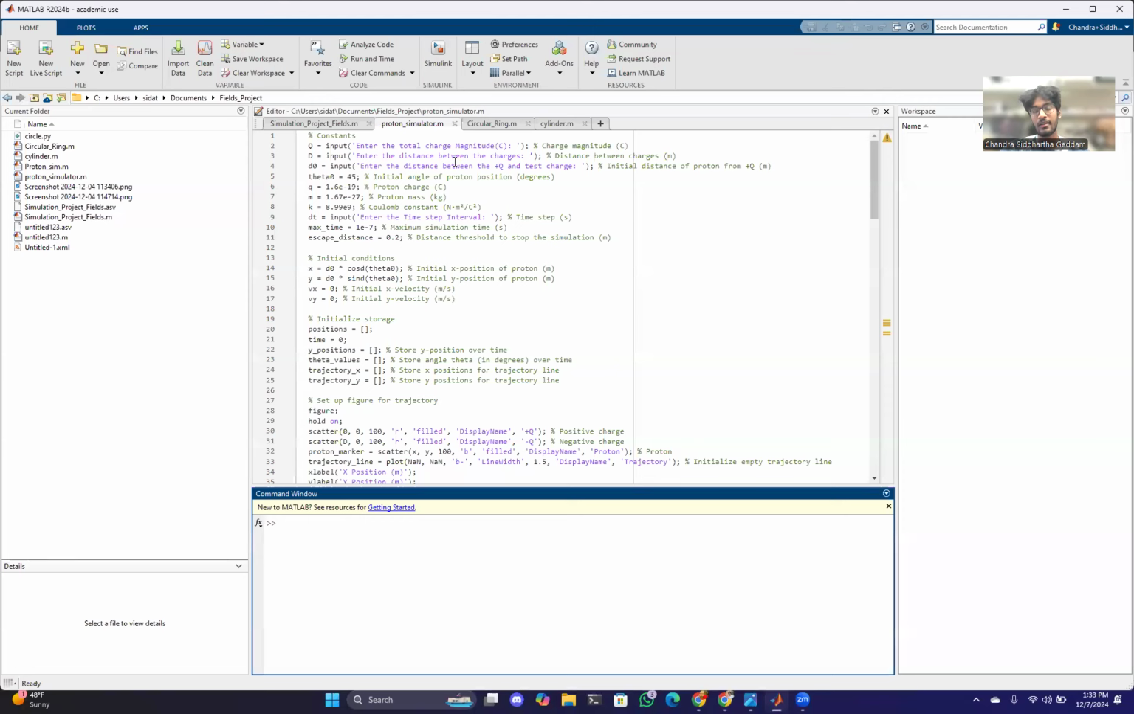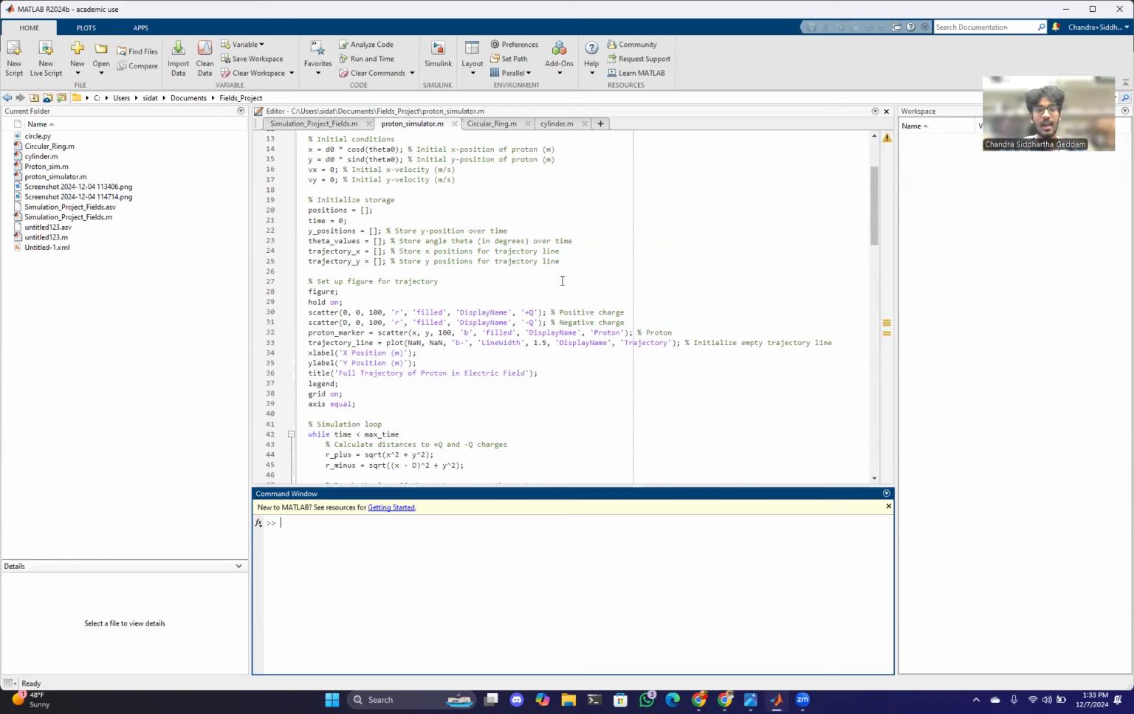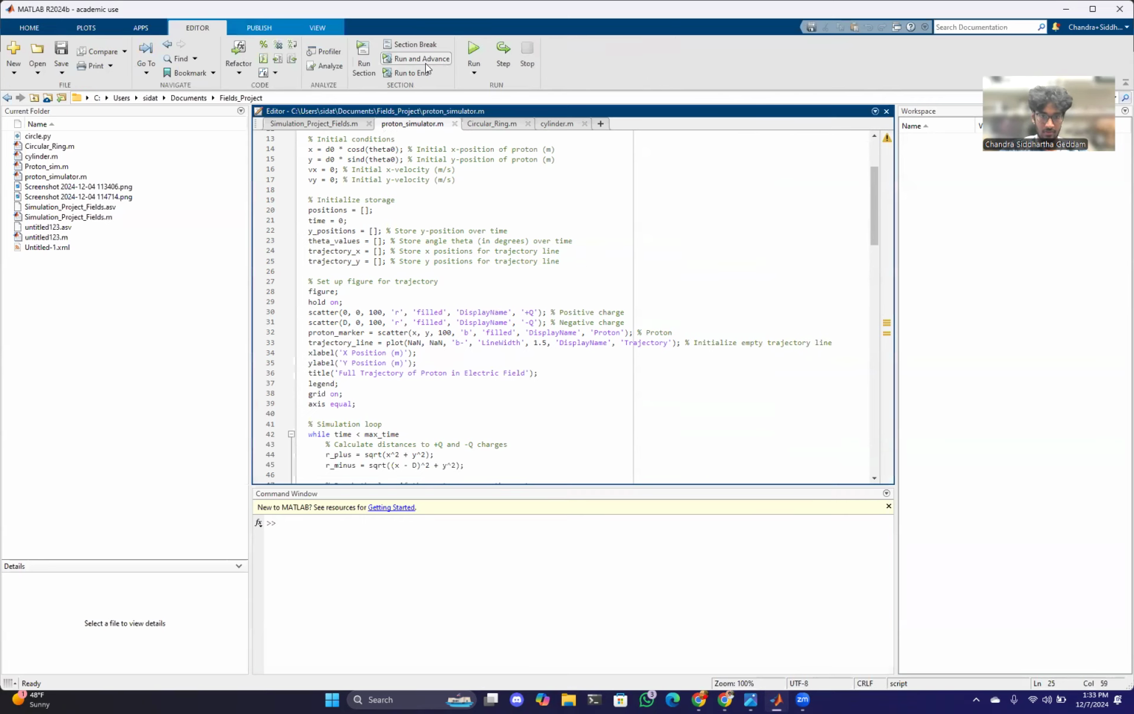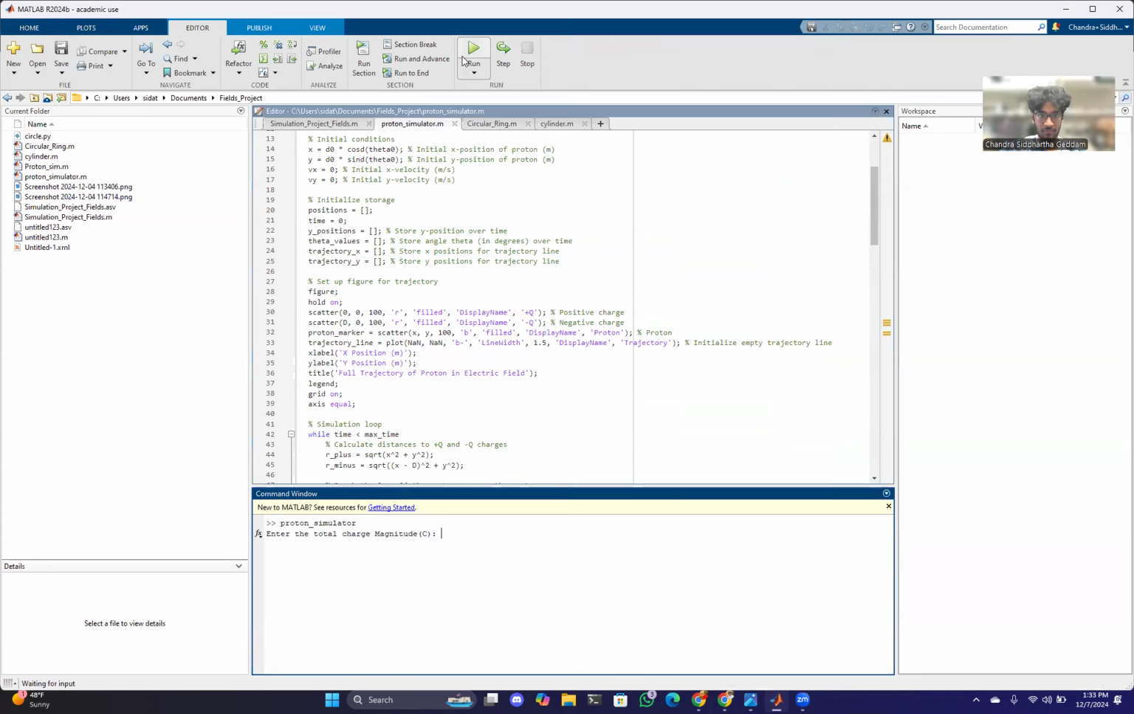It will take a couple of inputs from the users, and then there is a certain animation which displays the two charges in the graph. The positive being at the 0, 0 coordinate of the graph, and then the rest of the information we are supposed to enter as users. So let me run this for a quick simulation.